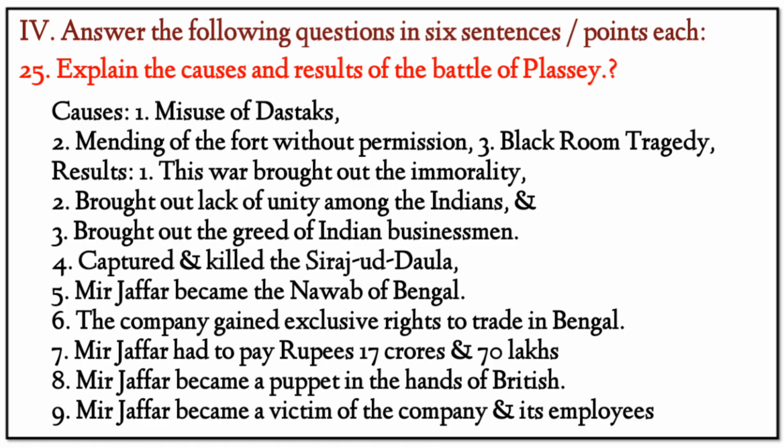Next, question number 25. Explain the causes and results of the Battle of Plassey. First, we look at the causes. Misuse of dastaks, mending of the fort without permission, and the Black Room tragedy. Results. This war brought out the immorality, the lack of unity among the Indians, and the greed of the Indian businessmen. Siraj-ud-Daulah was captured and killed. Mir Jafar became the Nawab of Bengal. The company gained exclusive trade rights in Bengal. Mir Jafar had to pay rupees 17 crores and 70 lakhs. Mir Jafar became a puppet in the hands of the British, and a victim of the company and its policy.